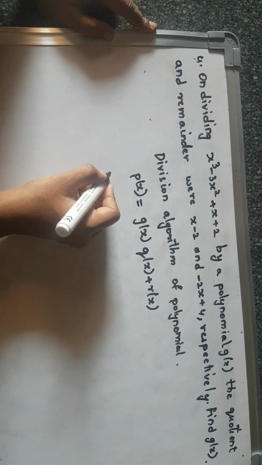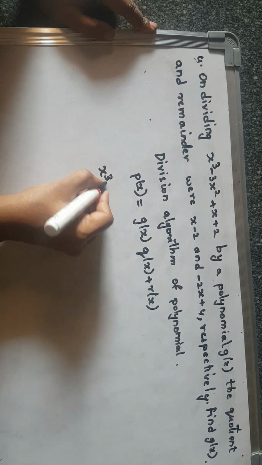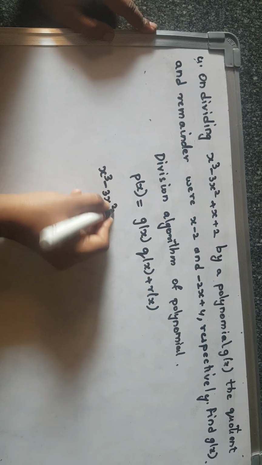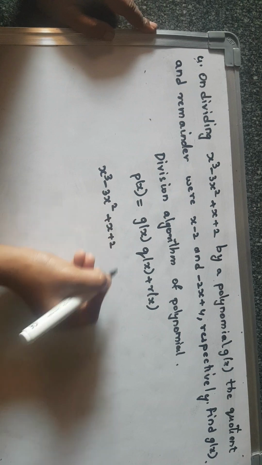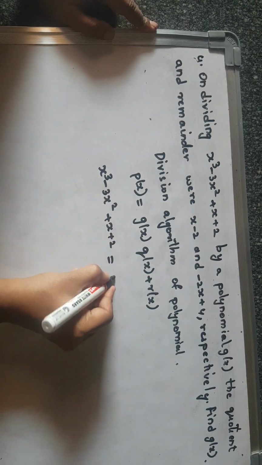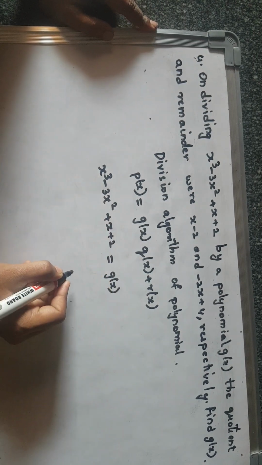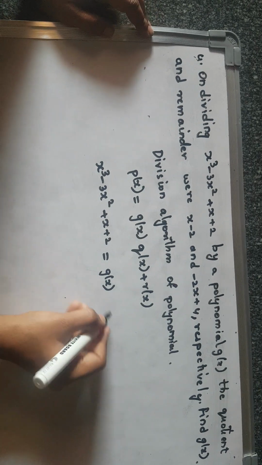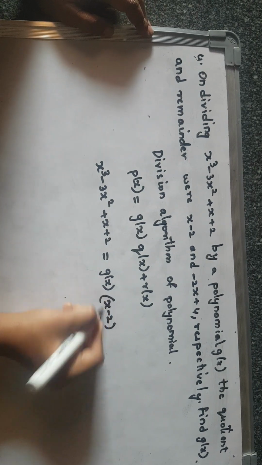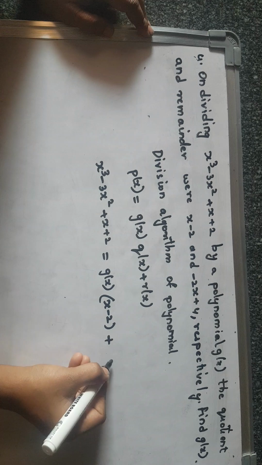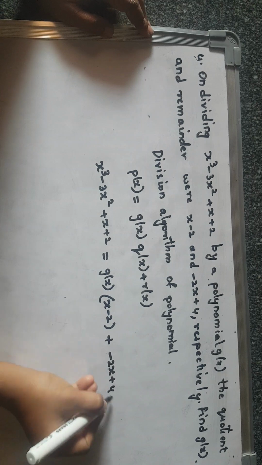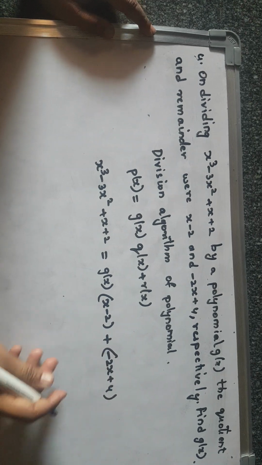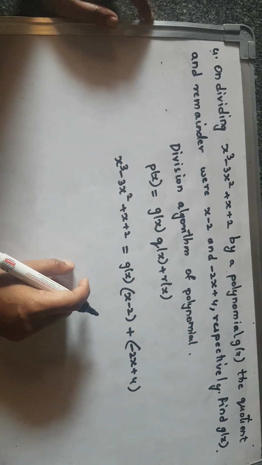What has been given: p of x is x cube minus 3x square plus x plus 2. The value of g of x is not given, we have to find it. q of x is x minus 2, and r of x is minus 2x plus 4. Now we have to find the g of x value here.